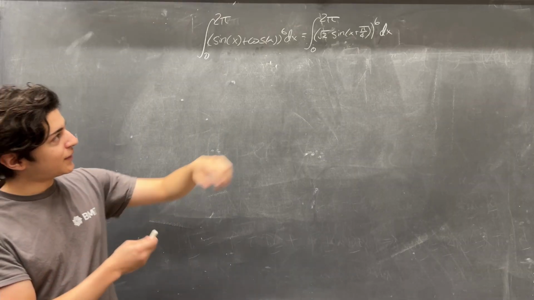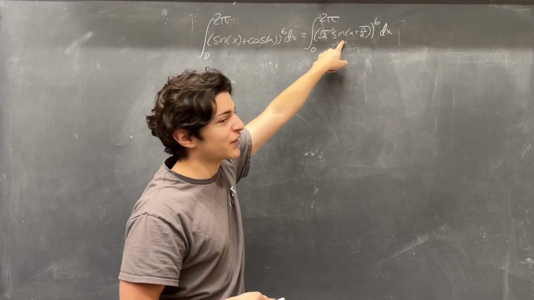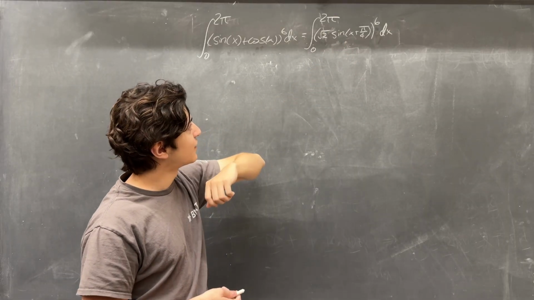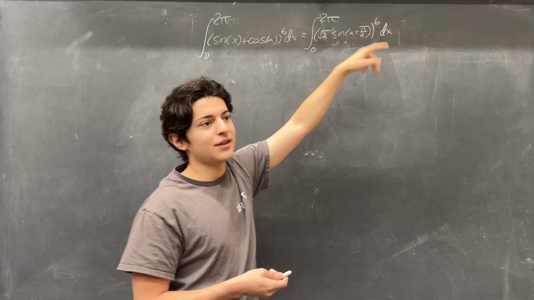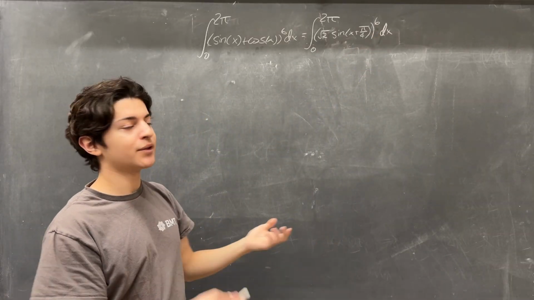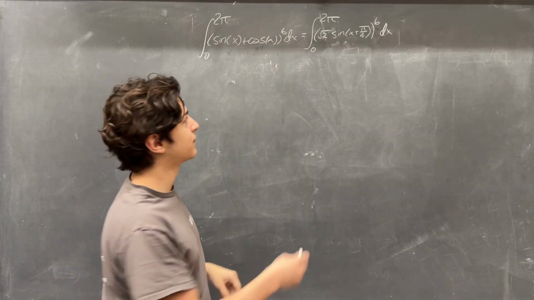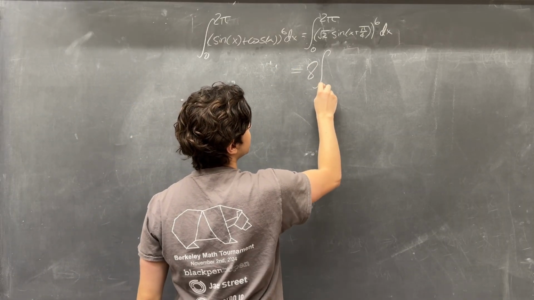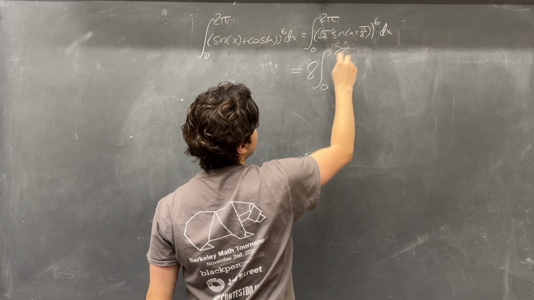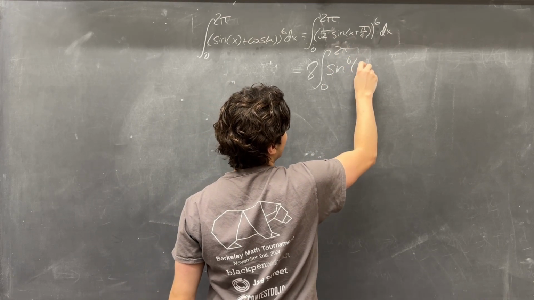So first of all, we can distribute the power of 6 to root 2 and sine of x plus pi over 4. If we distribute to the root 2 first, root 2 to the power of 6 is the same as 2 to the power of 3, which is 8. And then we can factor the 8 out of the integral. So we'll get that this is equal to 8 times the integral from 0 to 2 pi of sine to the 6th of x plus pi over 4.